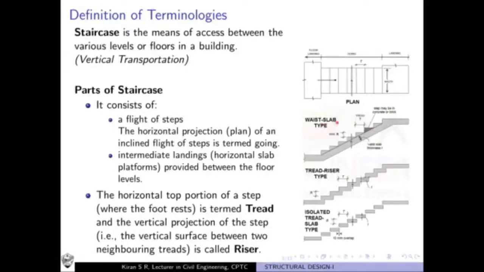One is the waist slab type. Waist slab type means the flight of steps will have an inclined slab of constant thickness T, and on top of the slab you construct steps which may be made up of concrete or brick. If it is made up of concrete, it may be cast monolithic with the waist slab itself, or if it is made up of bricks, then you cast the waist slab and on top of it you construct the steps using masonry.